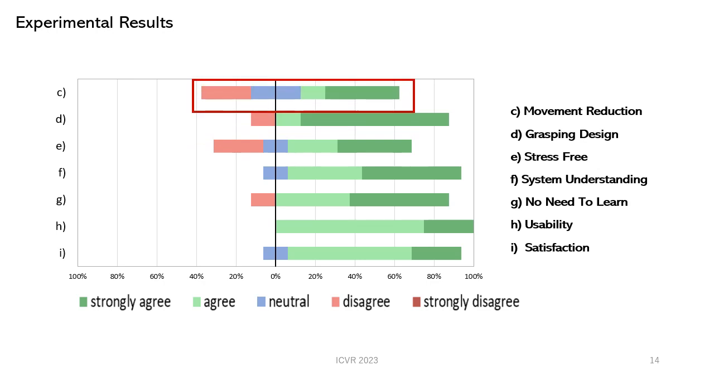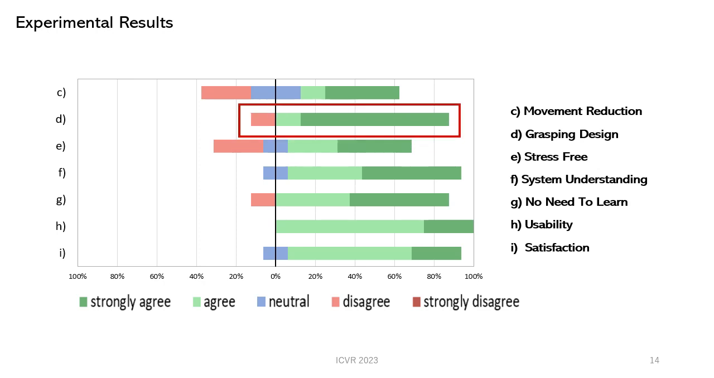Regarding question C, the subjects were divided into 2 groups, those who felt that the body movement was reduced and those who felt it was not. This may be because some subjects found it burdensome that after switching viewpoints, they had to walk to the location they wanted to design. Regarding question D, 7 out of 8 subjects answered either strongly agree or agree. This is thought to indicate that the bird's eye viewpoint helped the subject understand the design.